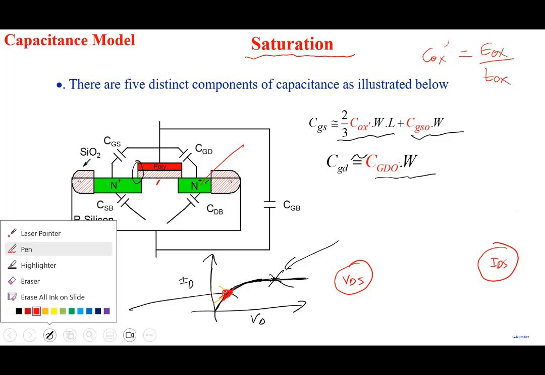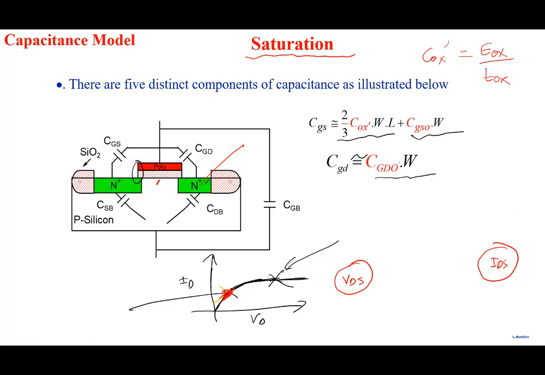Change in channel charge. Okay, so one factor that you're saying is channel charge, QCH. So if I increase VDS, what does it do to the channel charge? Should I put a plus or a minus here? Will an increase in VDS cause channel charge to increase or decrease?